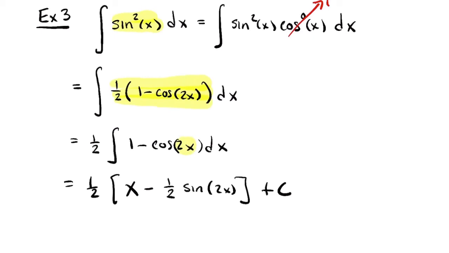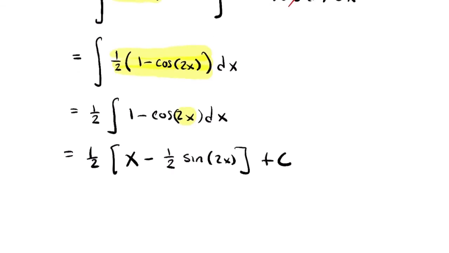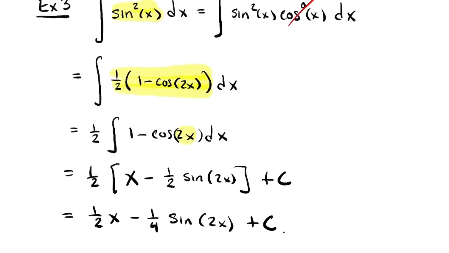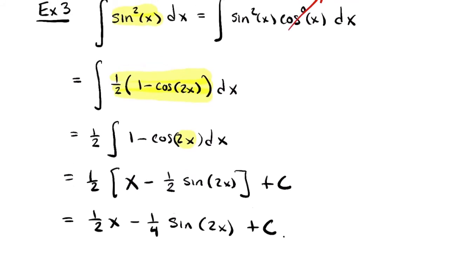Okay, so I added a constant of integration because I'm done anti-differentiating, and if I just multiply through, I get 1/2 x minus 1/4 sine of 2x. Okay, so to integrate sine squared, I used this trig identity, the half angle formula.